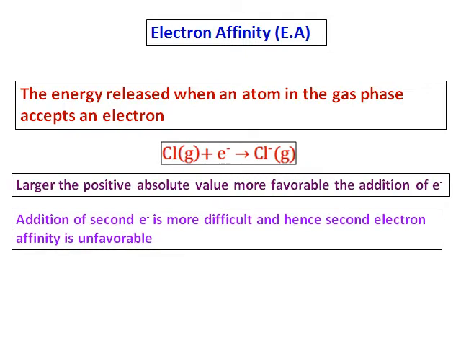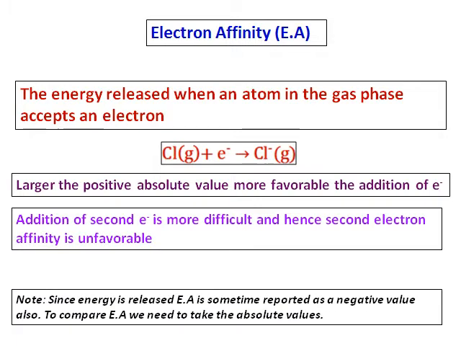The larger the positive absolute value, the more favorable the addition of the electron is. Addition of a second electron is very difficult, and hence the second electron affinity is mostly unfavorable.